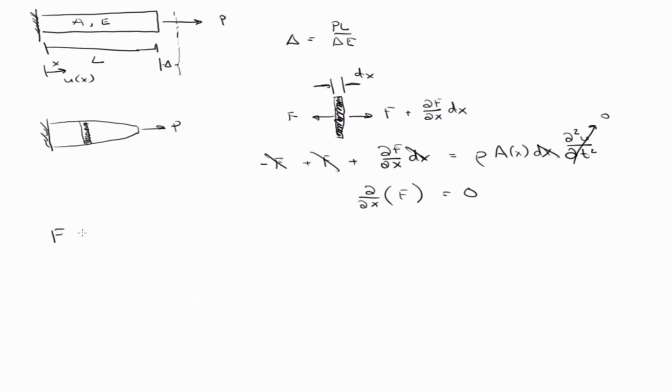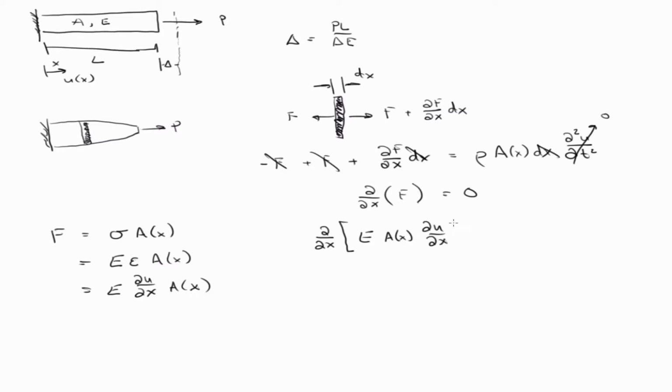Well, F, in terms of stress, is the stress times the area, right? And if we use Hooke's law, a constitutive model, then the stress is equal to the Young's modulus times the strain, times the area. And we have a mathematical definition for strain too, right? Strain is partial u partial x. So if we plug that back in, then we have partial x of E A of x partial u partial x equal to 0. So that's our equation of motion.